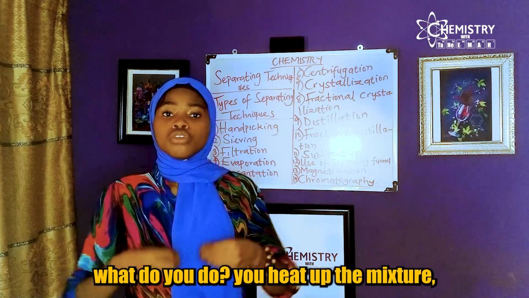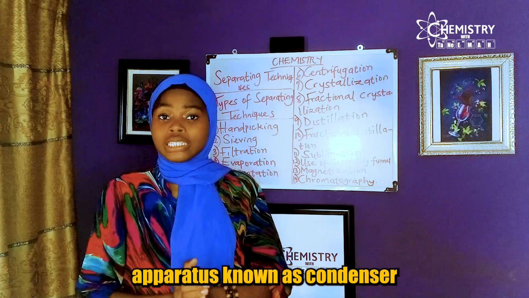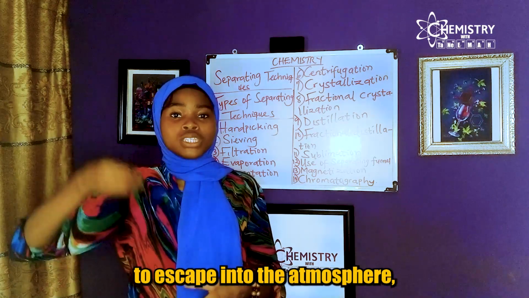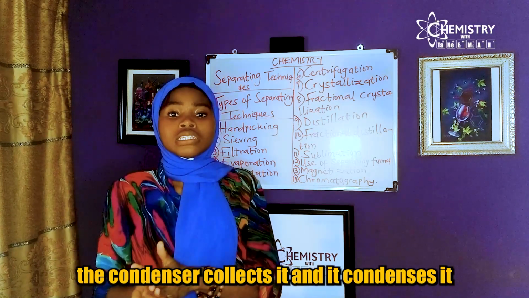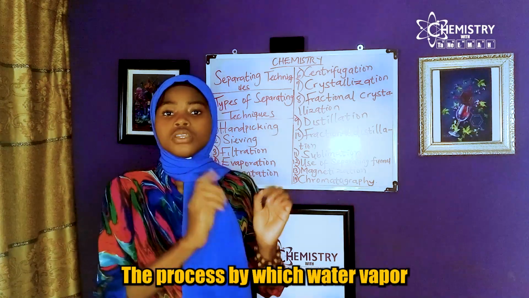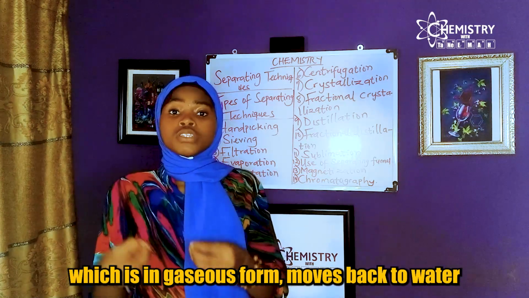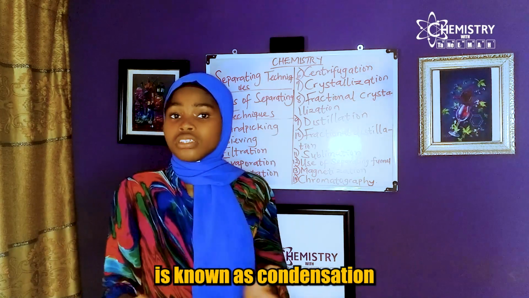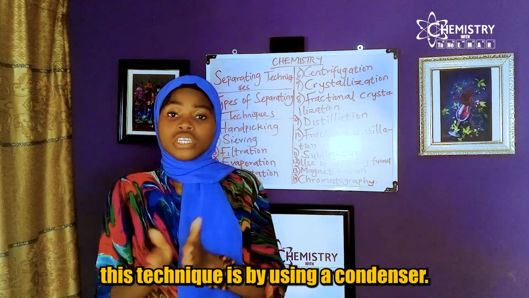What do you do? You heat up the mixture, and you attach a suitable apparatus known as a condenser to it as well, so that instead of the water vapors escaping into the atmosphere, the condenser collects it and condenses it back to the liquid form. The process by which water vapor, which is in gaseous form, moves back to the liquid form is known as condensation. And the suitable apparatus to carry out this technique is a condenser.